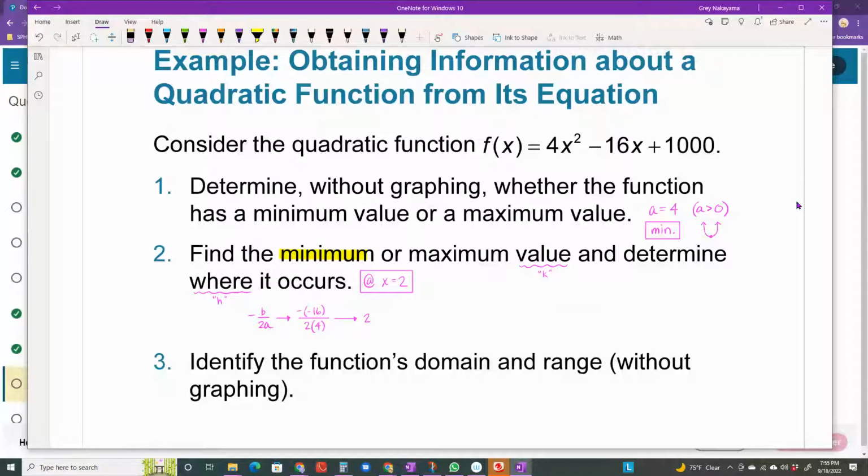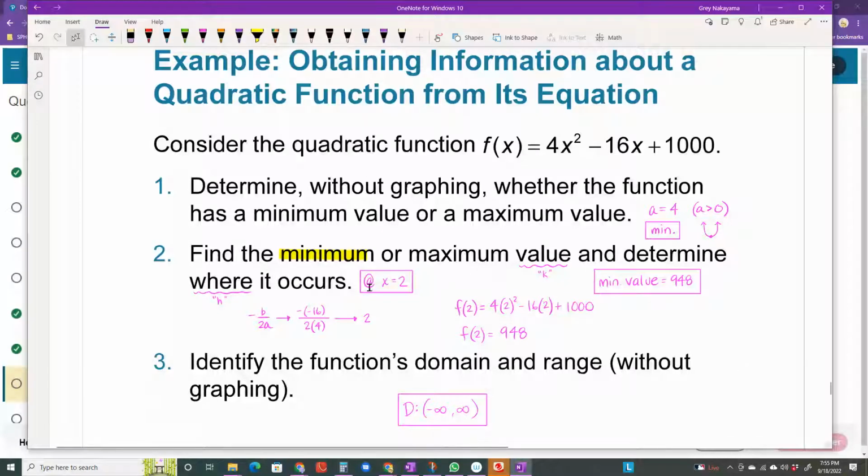What is the minimum? I got to go put that into the original function. So everywhere I see an x, I'm plugging in 2, and I'm going to simplify that and find out that f of 2 is 948. So the minimum value is 948, okay? To give the domain and range, we just talked about this. Domain is always the same, negative infinity to positive infinity. The range, okay? So this is my vertex, 2, 948. That's this point right here. And so that means that my range is going to be lowest value is equal to 948, and the highest value is infinity. And that's our range.